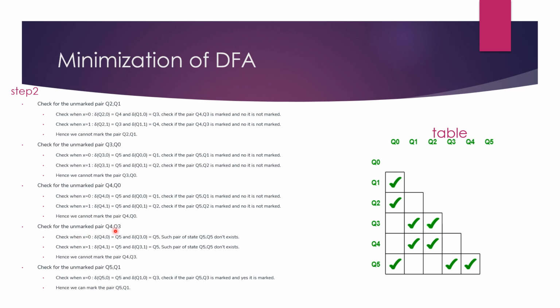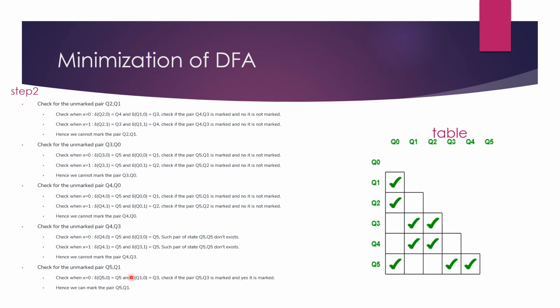Next we will go to the unmarked pair Q4 and Q3. Check by using the input symbol 0 on Q4 and Q3. Q4 on 0 goes to Q5, Q3 on 0 goes to Q5. Such a pair Q5 and Q5 doesn't exist, so we will ignore it. Next we will go to input symbol 1. Q4 on 1 goes to Q5, Q3 on 1 goes to Q5. Such a pair doesn't exist, so we will ignore this state. Hence we cannot mark the Q4 and Q3 pair.